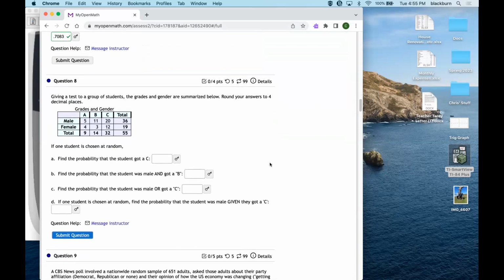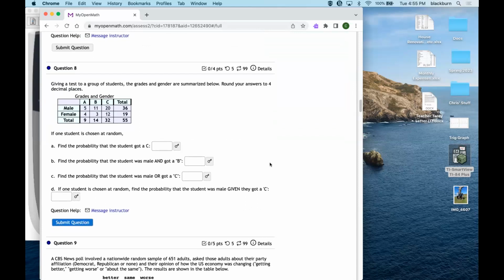Okay, so this next one, I think that you can answer the first three pretty well, but let's talk about part D, because this is a conditional probability. If one student is drawn at random, find the probability that the student was male, given that they got a C. So we know that this student got a C. Therefore, the only students we are interested in are these ones right here. We're interested in figuring out the probability the student was male, given that they're in that column. So all you would do is, there are 20 male students out of 32 that got C's. So you would just do 20 divided by 32.